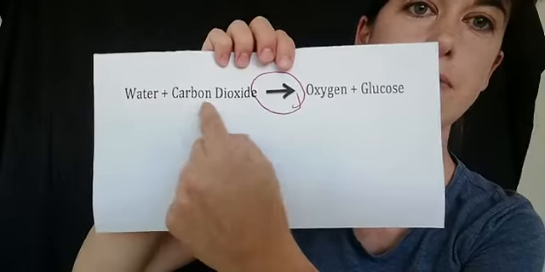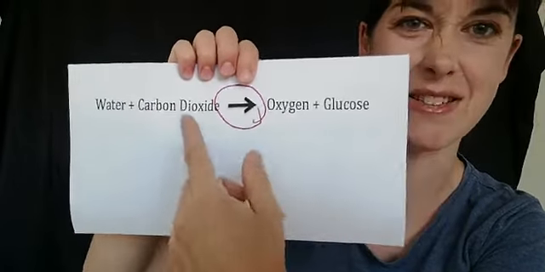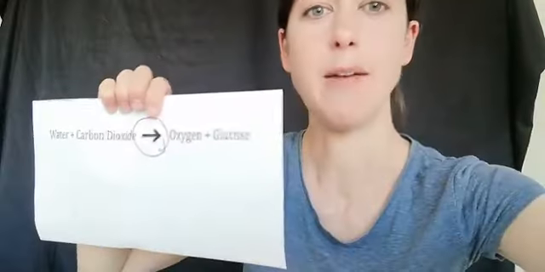That is how photosynthesis works. That is what is happening inside this leaf. That is why water plus carbon dioxide becomes oxygen and glucose. So carbon dioxide is used for making the sugar.